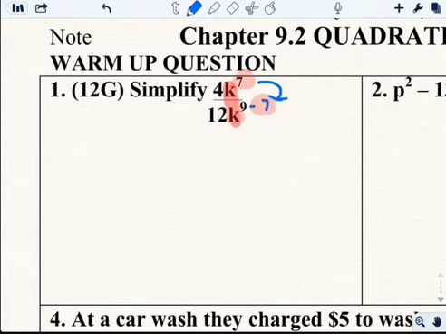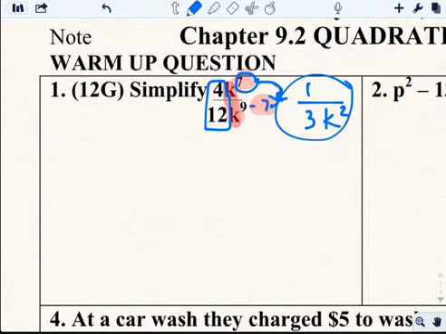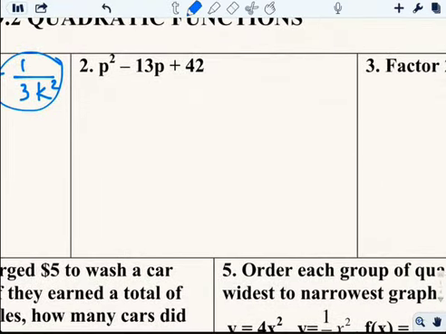So you get, in the denominator, k to the second, because you've moved the numerator to the denominator. That's k to the second. Now we can reduce this by dividing both by 4. That becomes 1/3. And therefore, this is your answer. So we're testing this, and now we can move on to number 2.